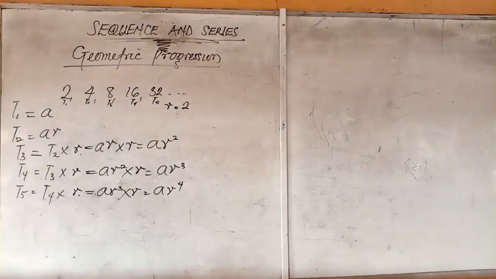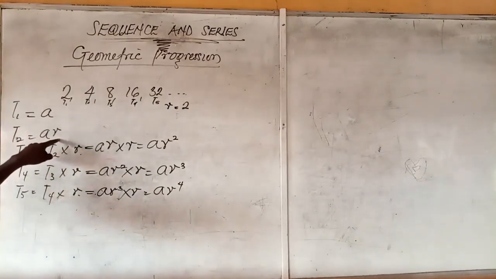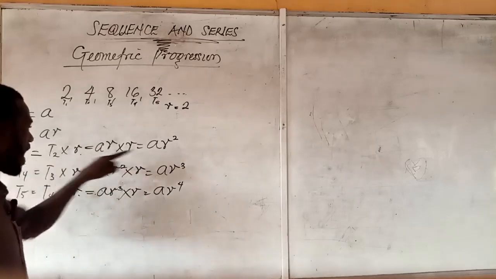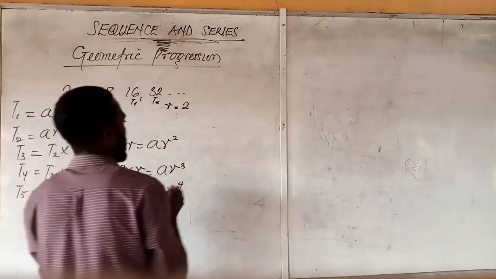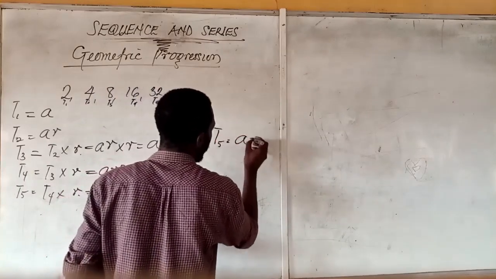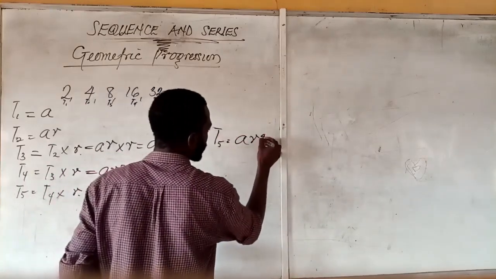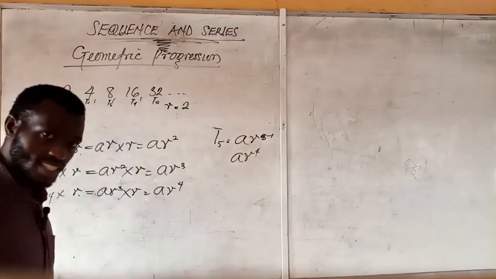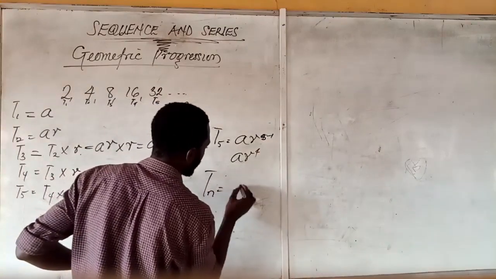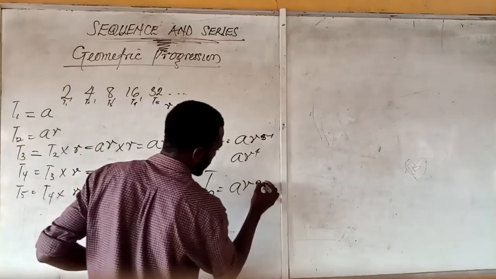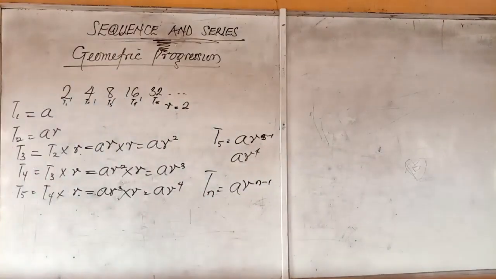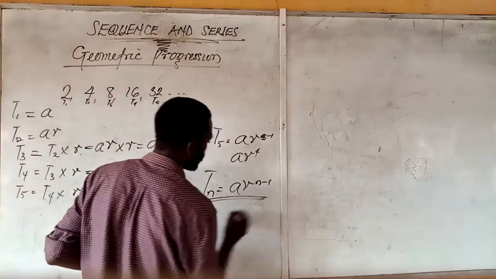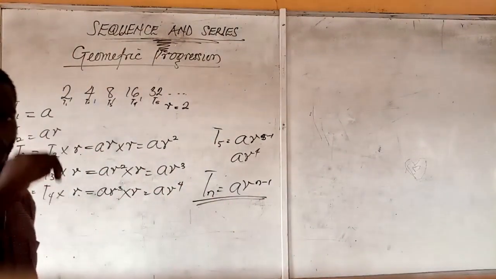Now, if you are following from what we did in AP, you will see a consistency here. When we have T1, we have only A. When we have T2, we have AR raised to power 1. When we have T3, we have AR raised to power 2. What does that mean? It means that if I have T5, I will have AR raised to the power of 5 minus 1, which is what? 4. AR raised to power 4. Isn't it? So it means that our nth term therefore becomes AR raised to power n minus 1. And that is how to find the nth term of a GP. This is the formula for the nth term of a GP.